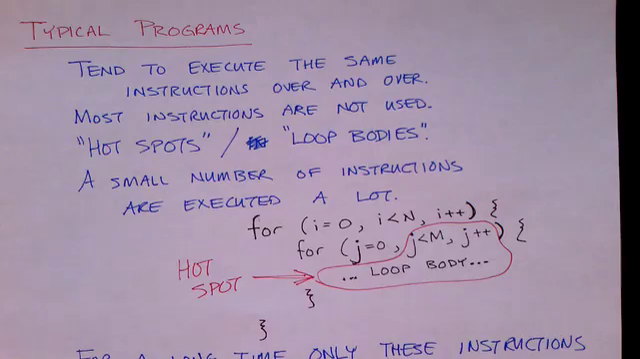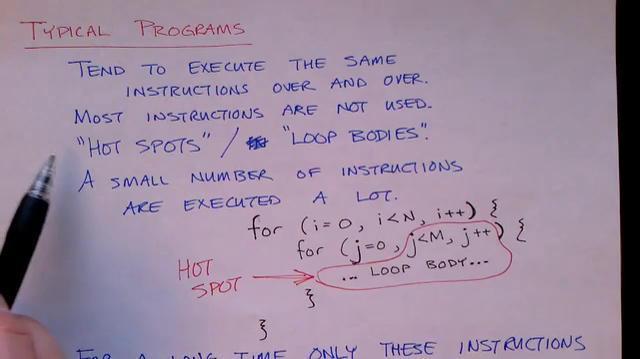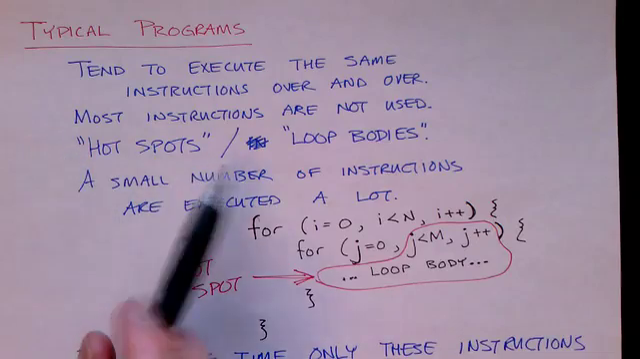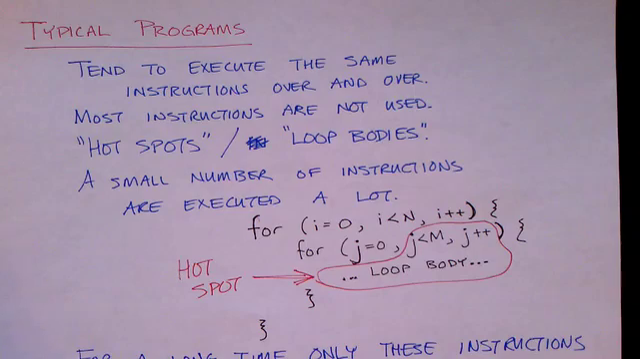Typically, most instructions in the program are not used very often, but instead you have a few hotspots, and these are usually loop bodies. So the programs where execution is important typically execute a lot of instructions, otherwise their execution speed would be irrelevant. And those programs that execute a lot of instructions usually do that with loops, while loops and for loops and so on.